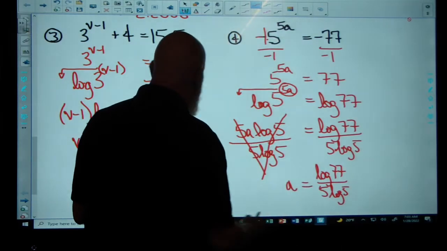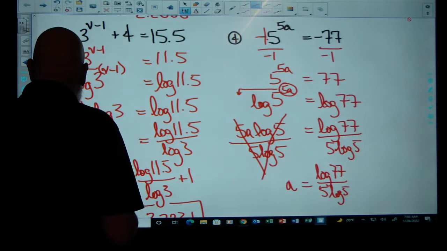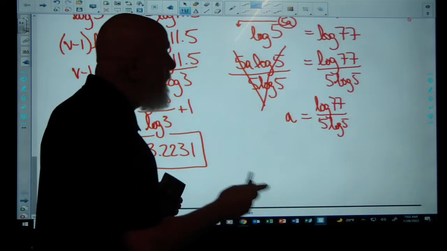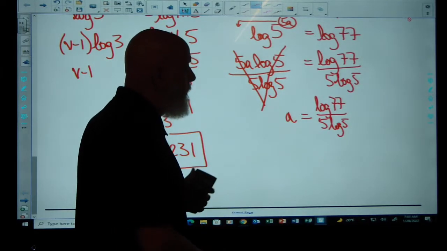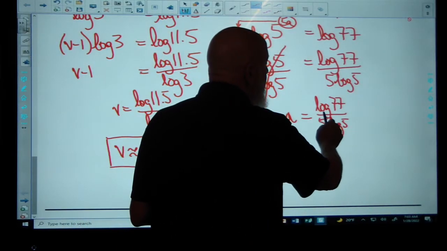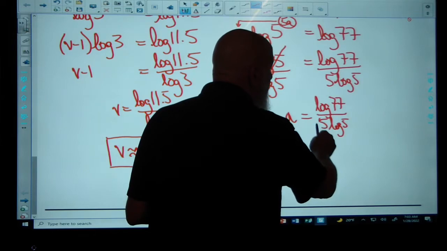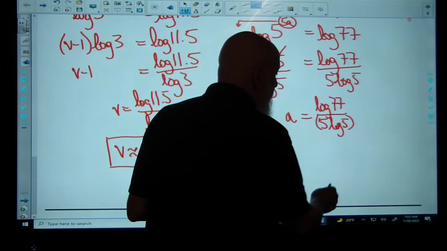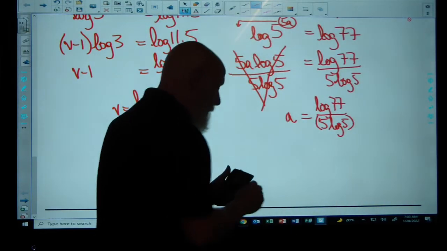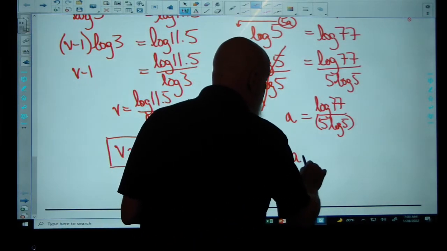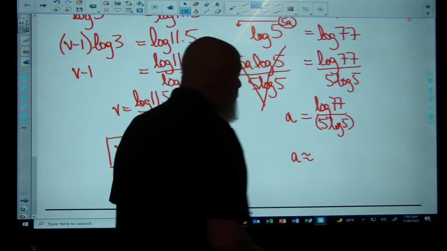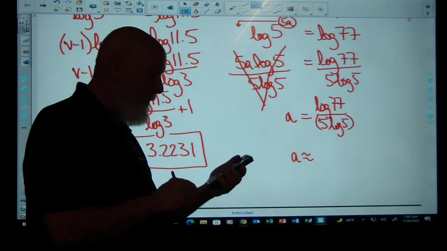You can put this in your calculator using your fraction button, or you can do it the way I do it. I'm going to go log 77 divided by, and I'll go parenthesis 5 log 5 close parenthesis, so make sure the whole thing is in the denominator. But there's more than one way to get it into the calculator. As long as you get it in there correctly, that's all that matters. If you have any questions, ask me in class.